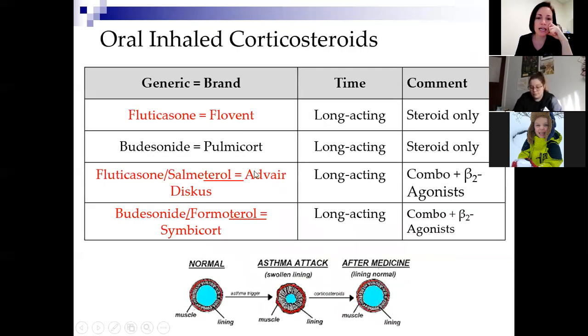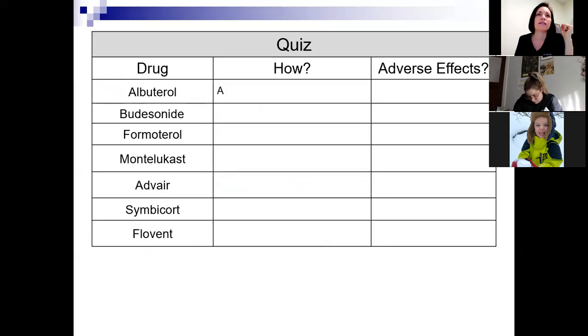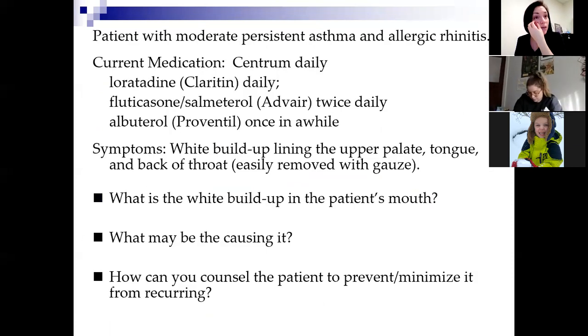So now, the combination ones, Advair is a combination one. So Symbicort and Advair, Flovent and Pulmicort, those are the ones that could cause thrush. Okay, and last question, how can you counsel the patient to prevent or minimize the thrush from recurring?